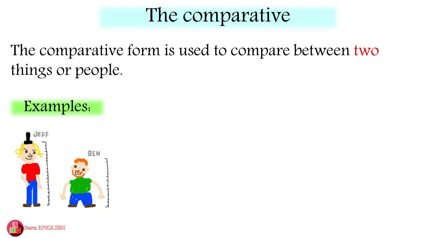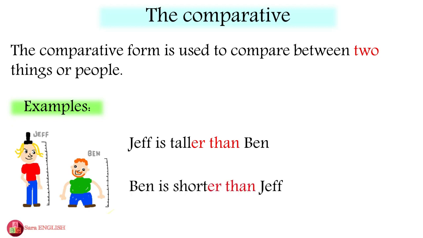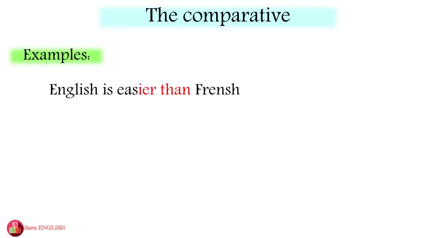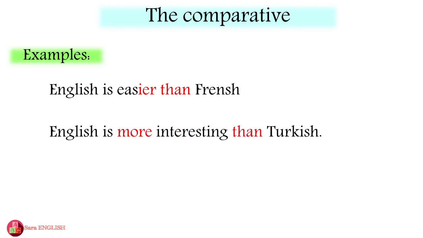We have Jeff and Ben. Jeff is taller than Ben. And Ben is shorter than Jeff. Let's see other examples. English is easier than French. English is more interesting than Turkish.